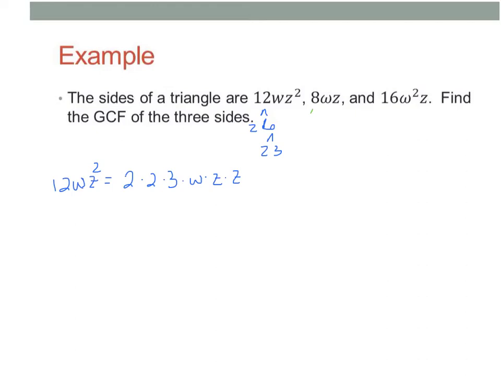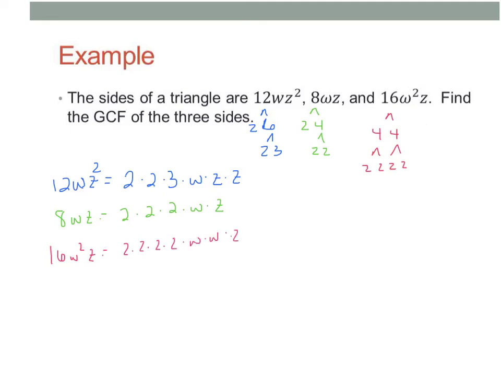All right, so then 8 breaks down into 2 and 4, and 4 breaks down into 2 and 2, and now those are prime. So 8wz equals 2 times 2 times 2 times w times z. Okay. And 16 breaks down, I would do 4 and 4, and each 4 breaks down into 2 and 2. And those are prime, so 16w squared z equals 2 times 2 times 2 times 2 times w times w times z. All right. So what we want are the common factors to all three.